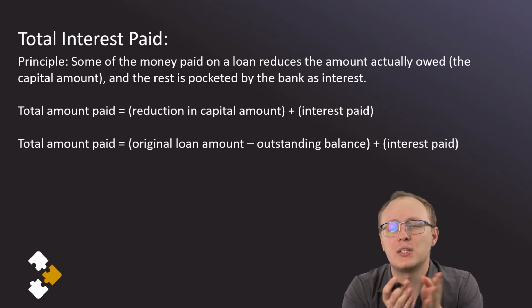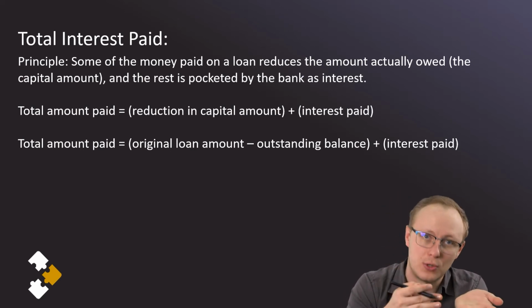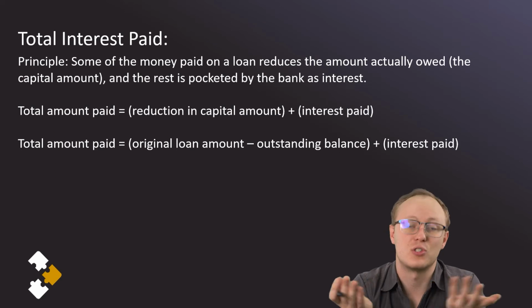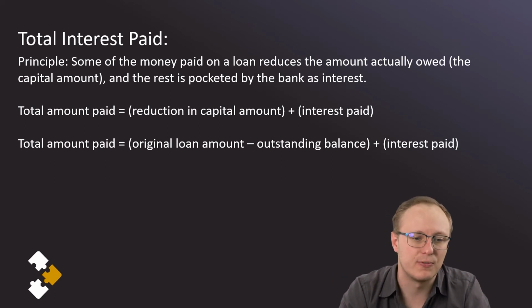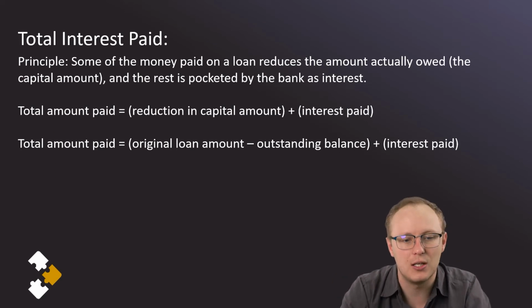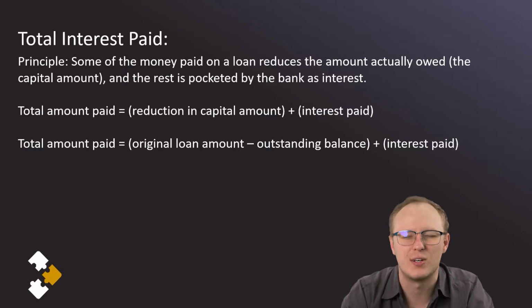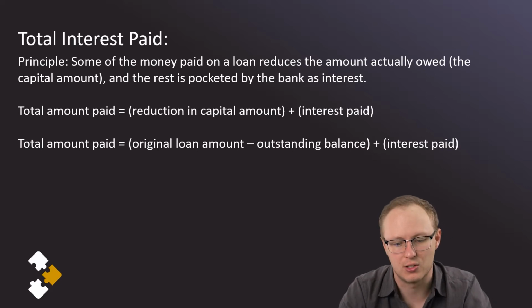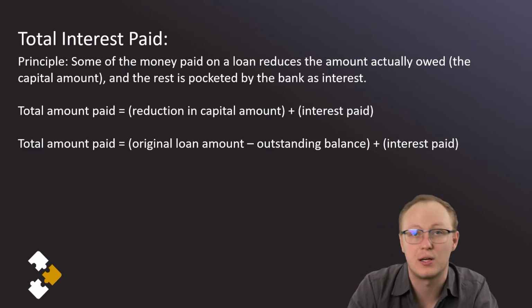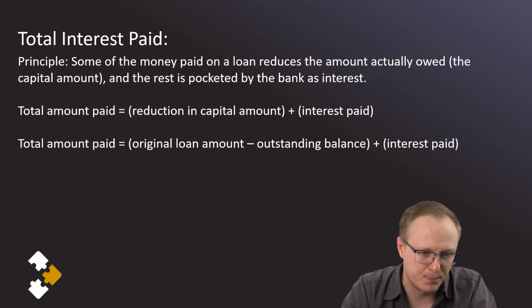So when you make a payment, some of it reduces what you owe and some of it is interest. That's what the bank earns. So the total amount paid is going to be equal to the reduction in the capital amount plus the interest paid. That's just showing that whatever money you pay can only do one of two things: it can reduce what you owe, or it can become the bank's profit, the interest paid.